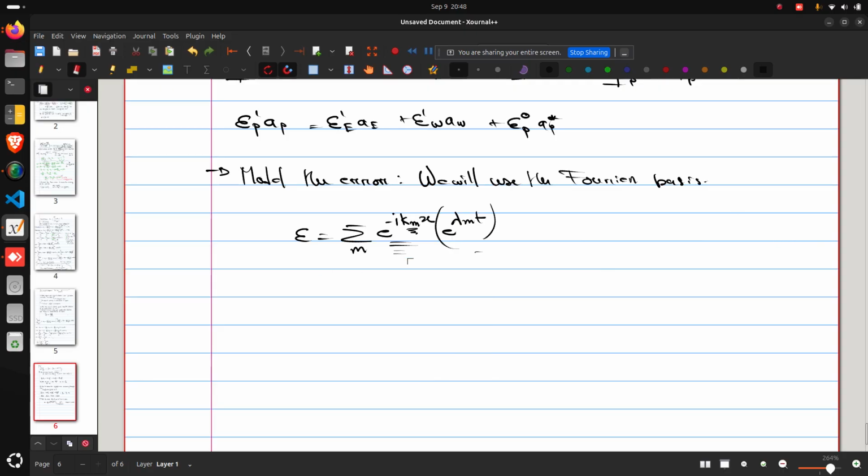Okay, so rather than looking at all the modes, we will just concentrate on only one mode, right? Only one mode.